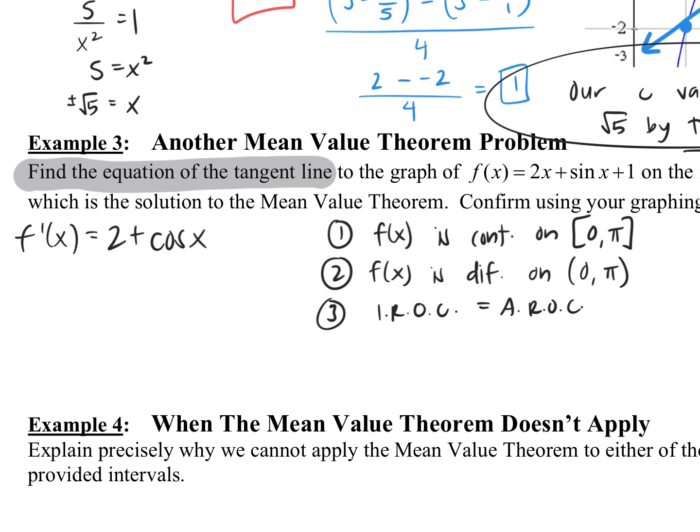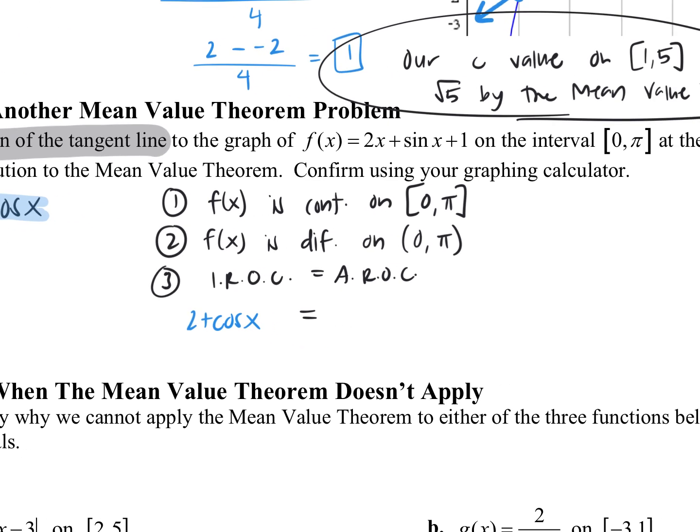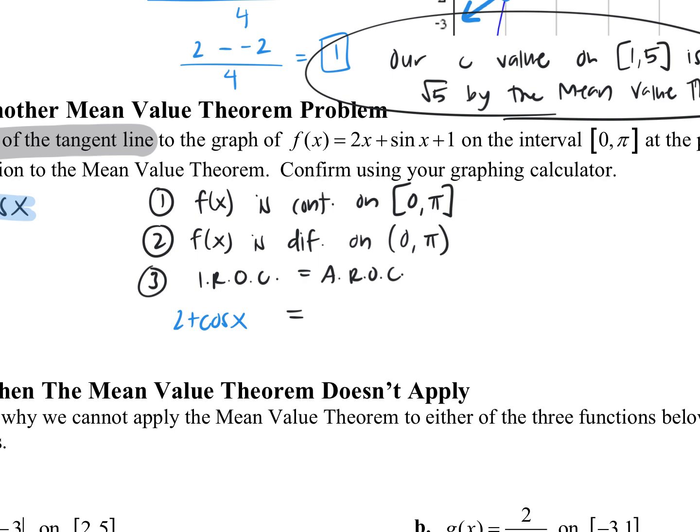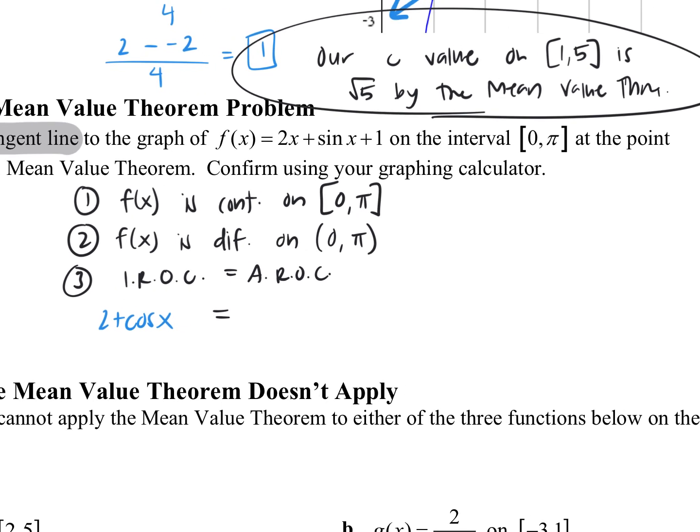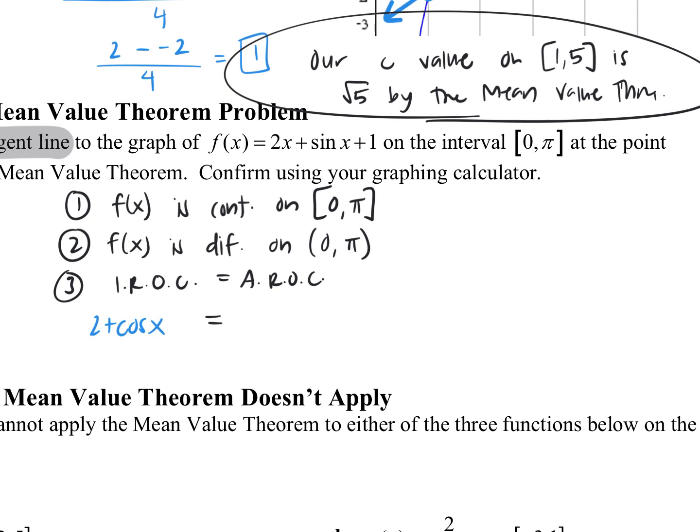Okay, so we're looking at when this average rate of change is going to be equal to 2 plus cosine of x. We're going to find the average rate of change on our calculator. On your calculator, we're going to type this f of x into y1. So in y1, I want you to type in 2x plus sine of x plus 1.